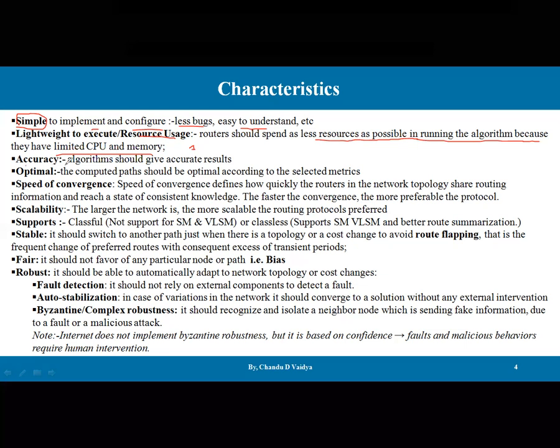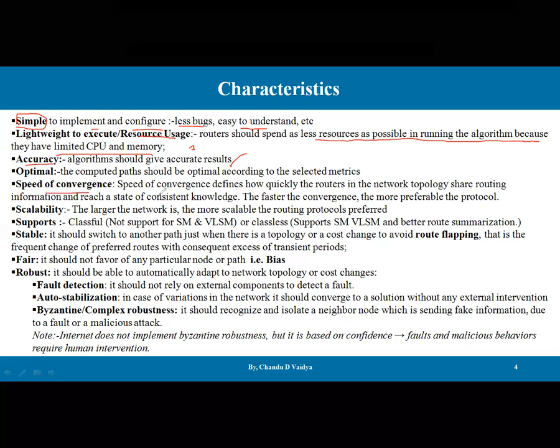Then next will be accuracy. The algorithm should give accurate results each time. Then next will be optimality. The computed path should be optimal according to the selected metric, whatever metrics they have selected, so that everyone can follow and the datagram can transfer from one place to another in very little time.